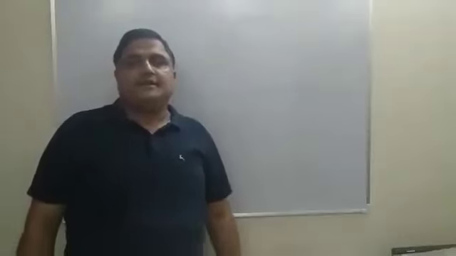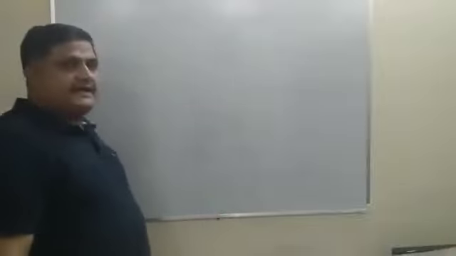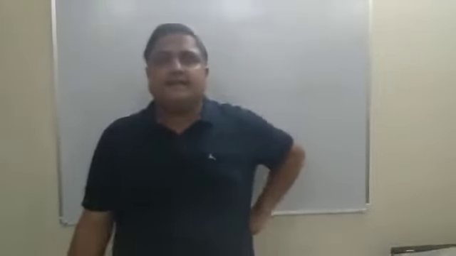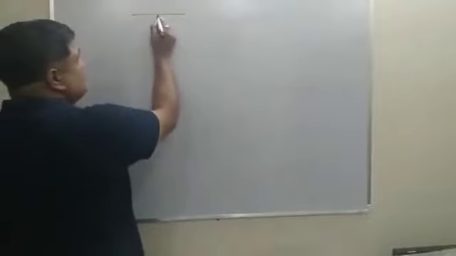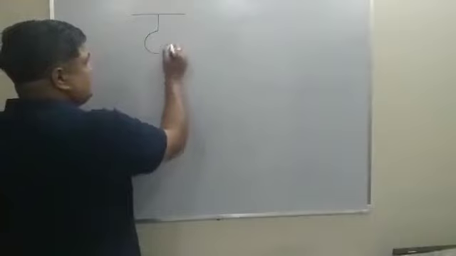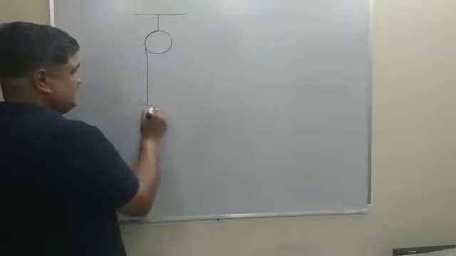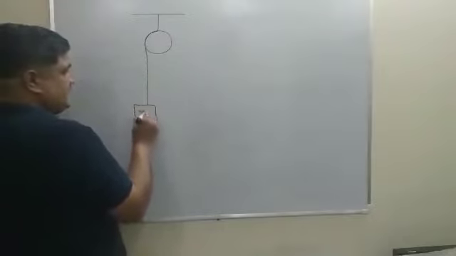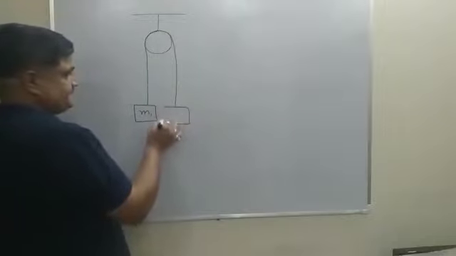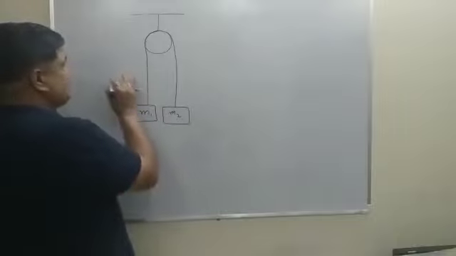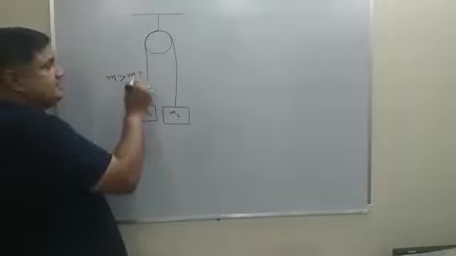Hello students, today we will discuss free body diagram, and for that we will take a pulley and a thread. This is mass M1. This is mass M2. Here M1 is greater than M2.